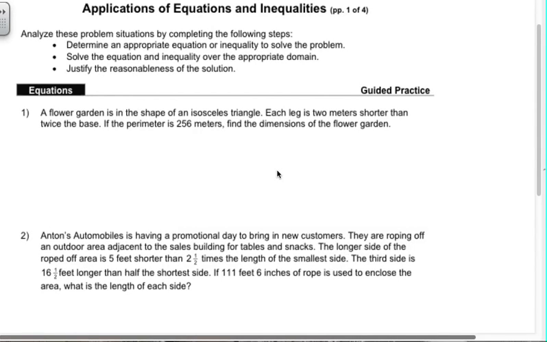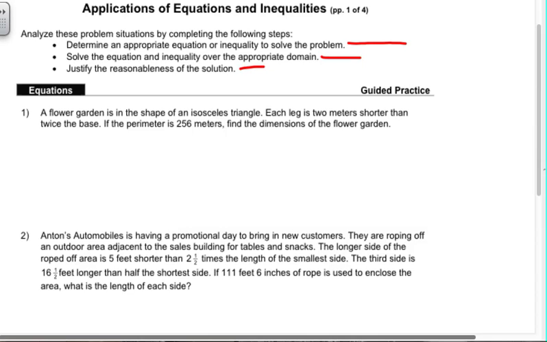Okay, so these are our word type of problems. First thing you need to do is take a look at it. So we need to find, first off, an appropriate equation or inequality. Then we need to solve it, and then we need to justify the reasonableness of the solution. Okay, so let's come in and take a look at number one.